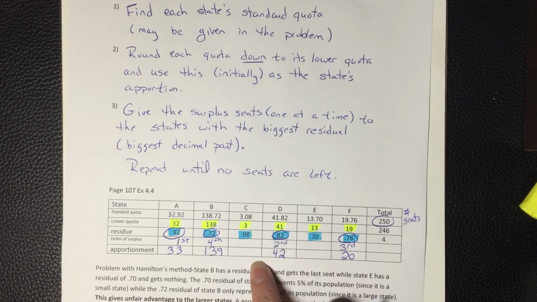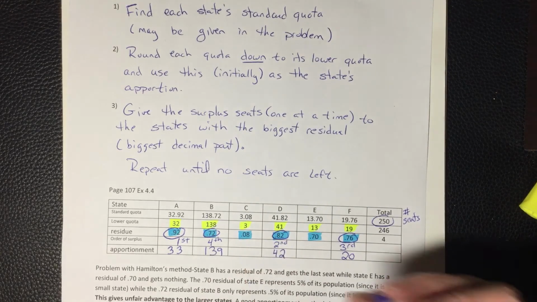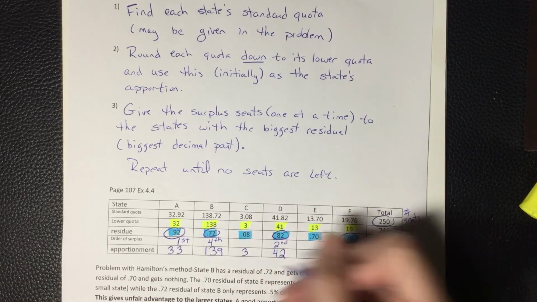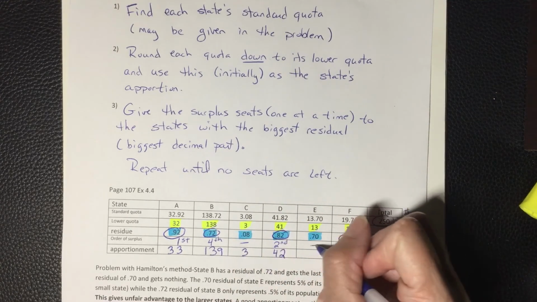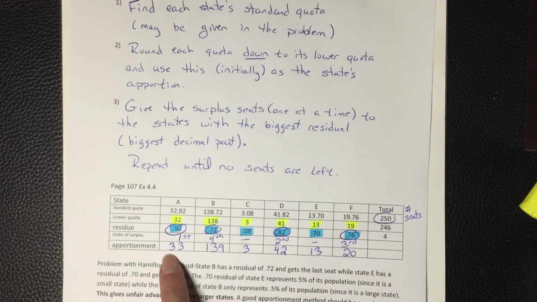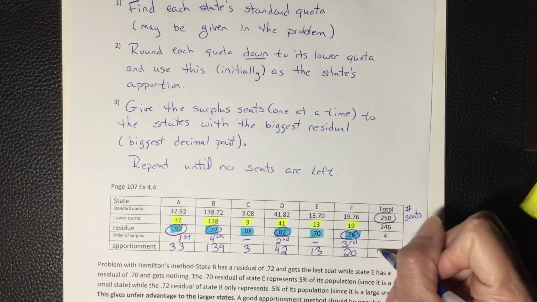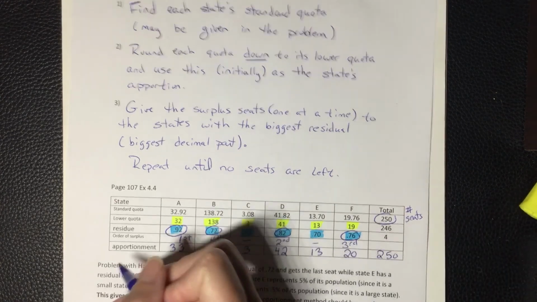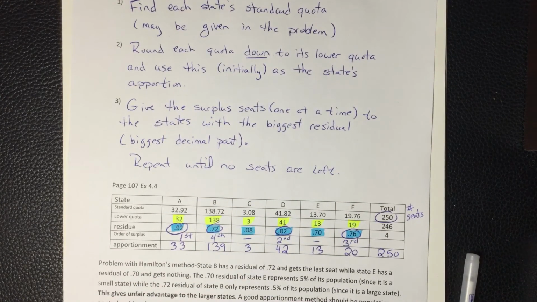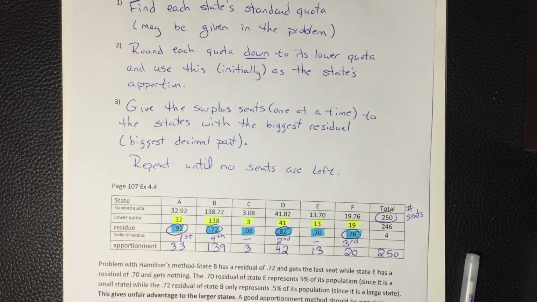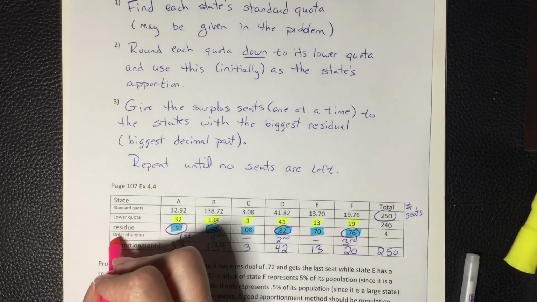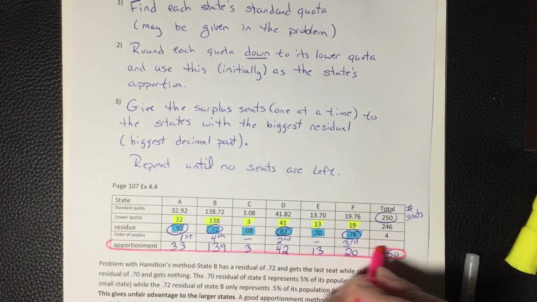Now the ones that didn't get an extra seat, we still have to bring their numbers down. So there's a 3, they didn't get an extra, there's a 13. So we want to make sure that when we get this, we add it all together. So 33, 139, 3, 42, 13, and 20. And it should add up to be 250. So this is really your final answer right here. Let me do this in a different color since I've already used that color. This gives us our apportionment.